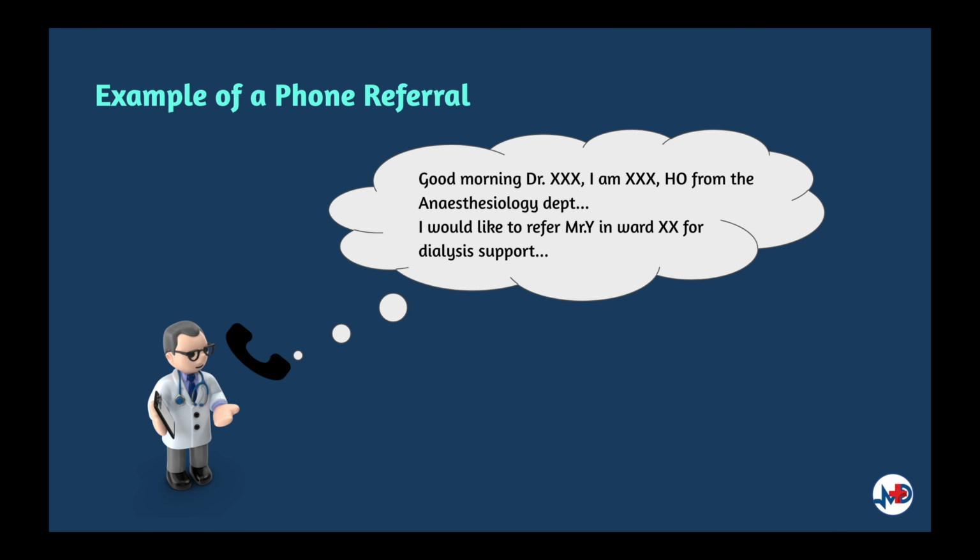Let's see an example of a referral that's done on the phone to the medical department from the anesthesiology department. So you always begin with communicating clearly and confidently when you're introducing yourself. You can say, "Good morning, Dr. So-and-so. I am Dr. Betty, house officer from the anesthesiology department. I would like to refer Mr. Y in our unit for dialysis support." So here, you will want to state clearly the patient's details as well as the reason for referral in the first opener. This is to ensure that the person receiving the referral will be able to channel their thoughts and gather the required information from you in order to make a decision.